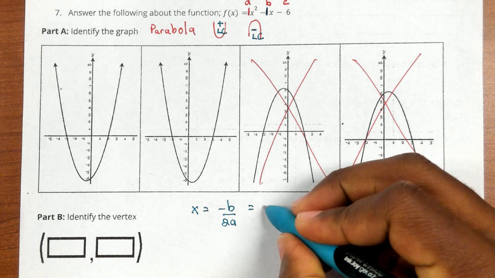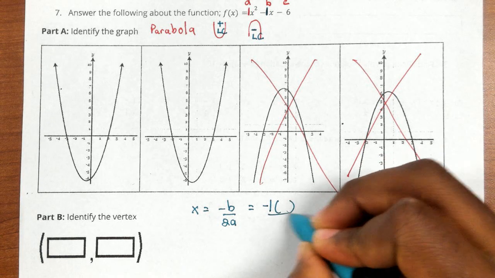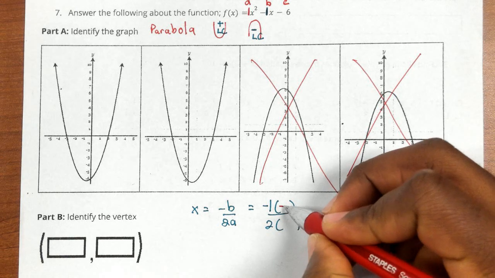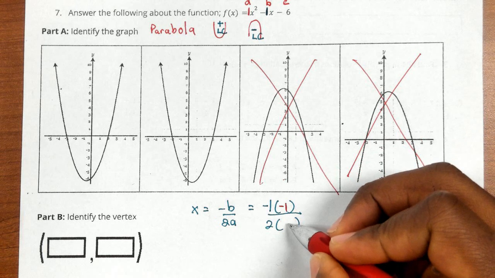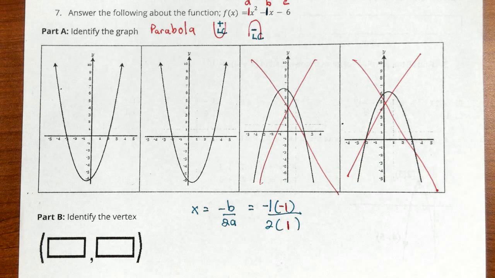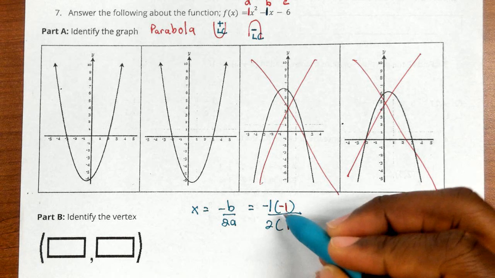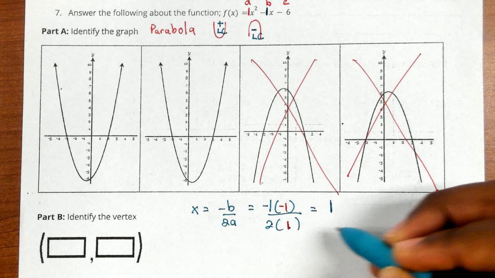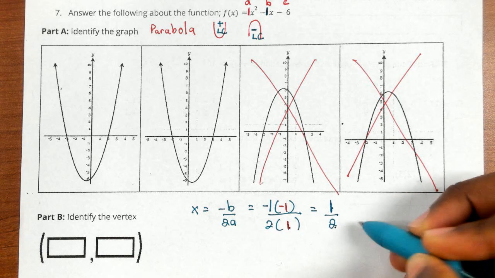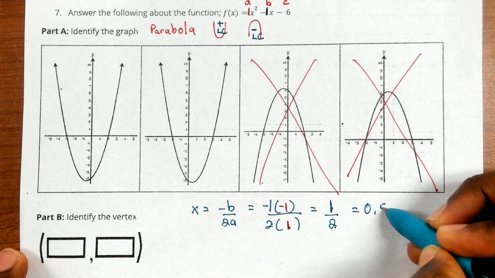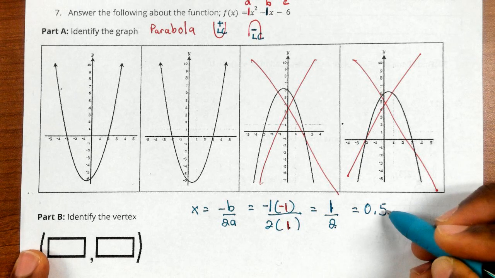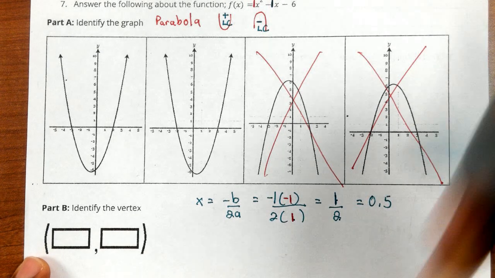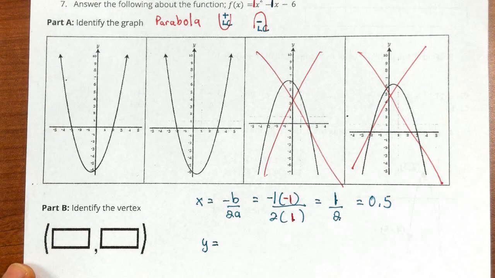So I would write this as negative 1 in parentheses over 2 in parentheses. Your b, you plug at the top, which is negative 1. Your a, you plug at the bottom, which is positive 1. Negative 1 times negative 1, a negative times a negative gives me a positive 1. 2 times 1 is 2. 1 divided by 2 is 0.5. So I'm going to now plug 0.5 back into my equation so that I can get the value of my y.